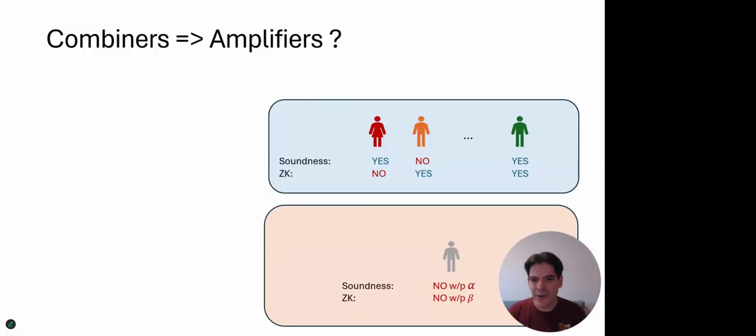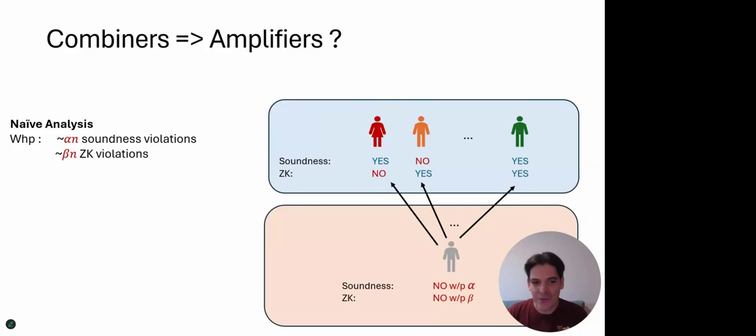And there is a naive attempt to do this. Let's sample many copies of this TA, right? And we know that roughly an alpha fraction of them are going to violate soundness, and a beta fraction of them are going to violate zero knowledge. And now we can use our combiner to solve this problem. Now this approach does not work, and let's see why.